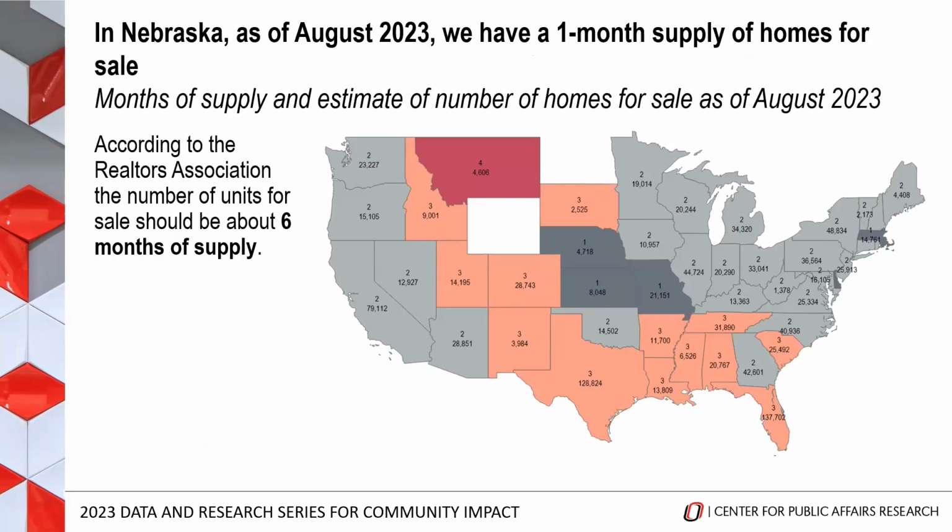Actually, according to the Realtors Association, the number of units for sale should be about 6 months of supply, right? I don't need that in the data visualization, right? Like, what am I going to do? Like put a line through the 1 and say 6 instead, right? It makes no sense. You have to use your text.